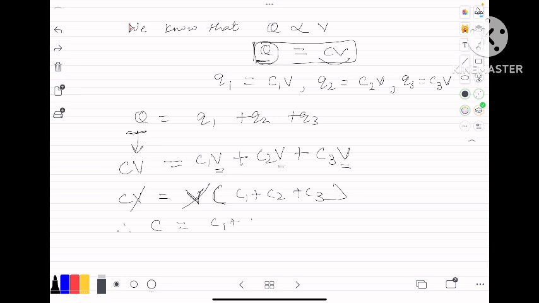This is the required expression for the effective capacitance in parallel combination. So, the effective capacitance of parallel combination is equal to the sum of capacitance of individual capacitors, C1 plus C2 plus C3.